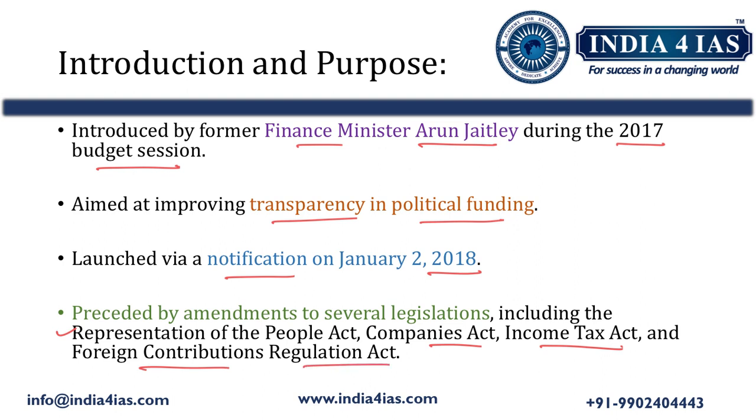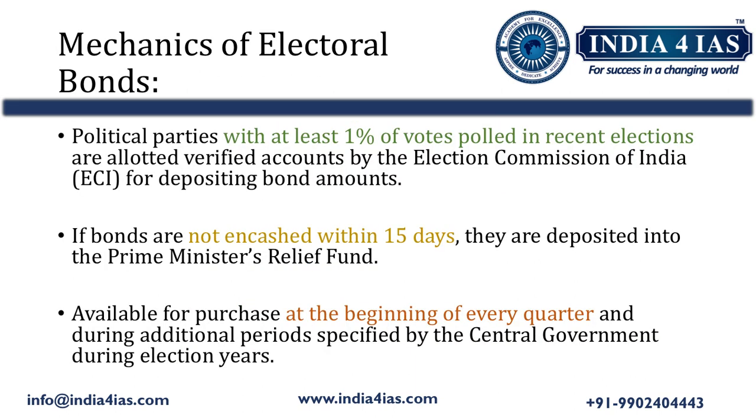Government was of the view that there is a lot of corruption in political funding and there is an nexus between criminals and politicians, and there is a channelization of black money into political funding. So in order to reduce this corruption, government wanted to increase the transparency in political funding, so it introduced the electoral bond scheme.